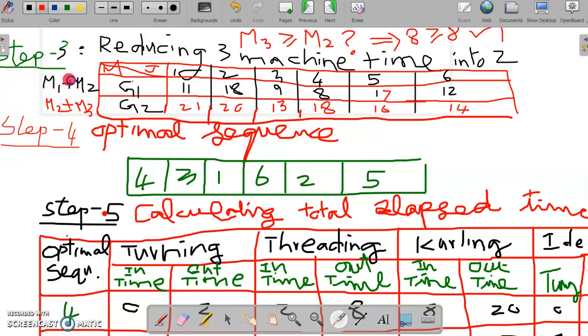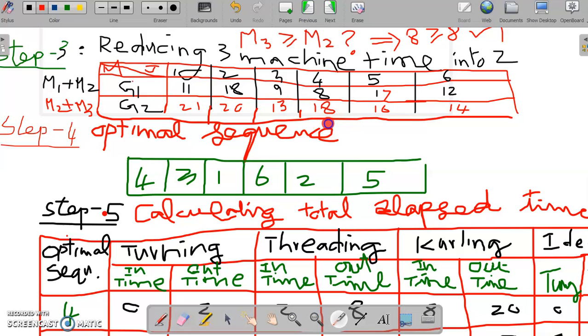Optimal sequence, we have done. So we are taking the least processing time in these two machines. That comes to 8, so 8 is the minimum processing time. That corresponds to job 4, and G1 is there. So for the 4th job, the first machine, you have to fill up here.